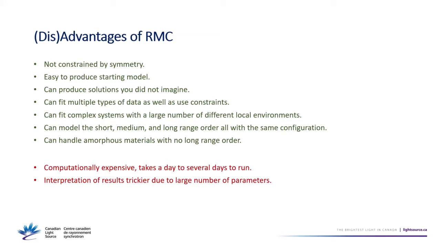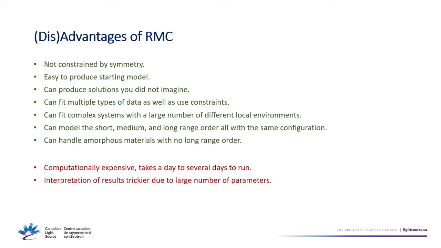You can also fit multiple types of data as constraints. I'll go into that more later. It can fit very complex systems with a lot of different local environments. So if you have a whole lot of disorder and a big variety of local environments, you really can't do that with a PDFgui-type refinement.